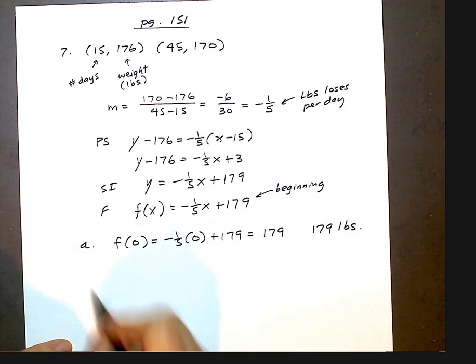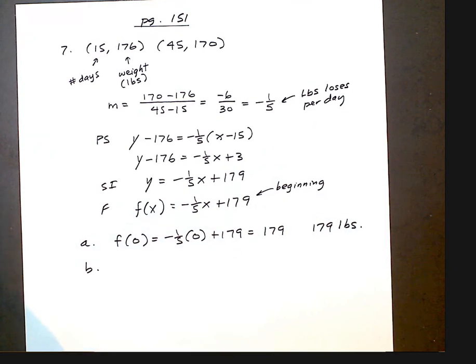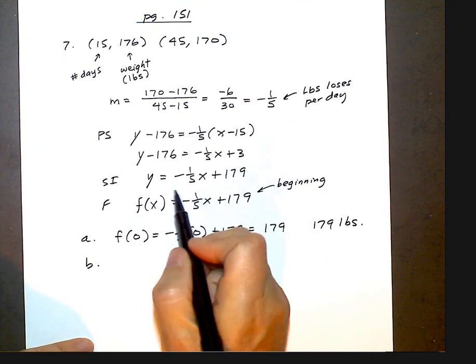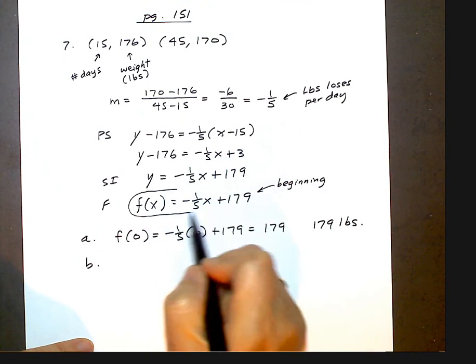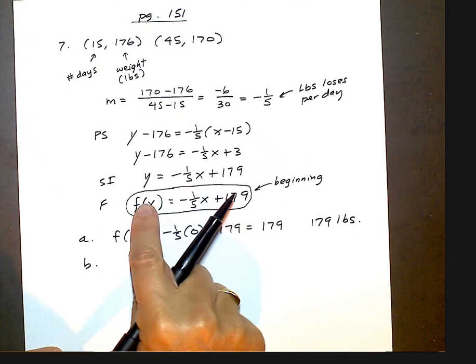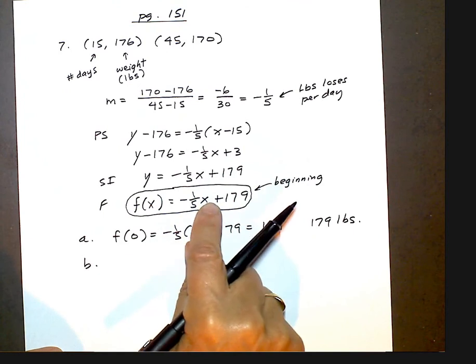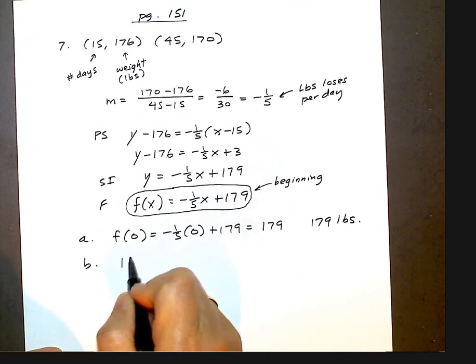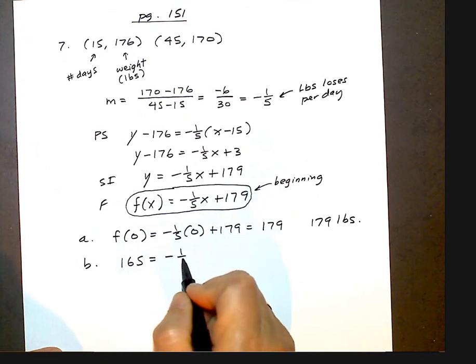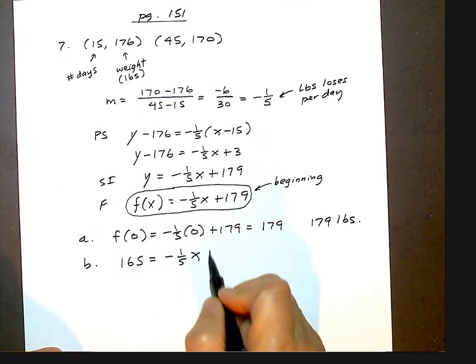And then in part B, they want to know, how many days is it going to take him to get to 165 pounds? So remember, this describes the function. So if I want to find out when this value is 165, and then solve for X, the number of days, I could say 165 is negative 1/5 times X days plus 179.